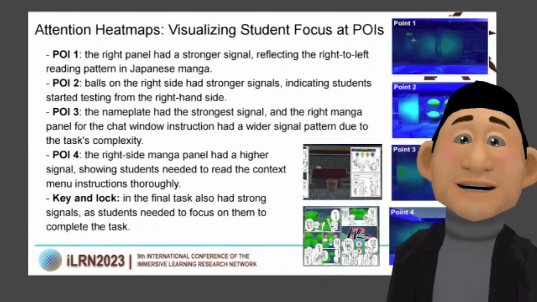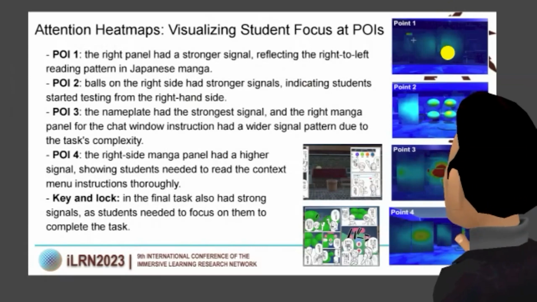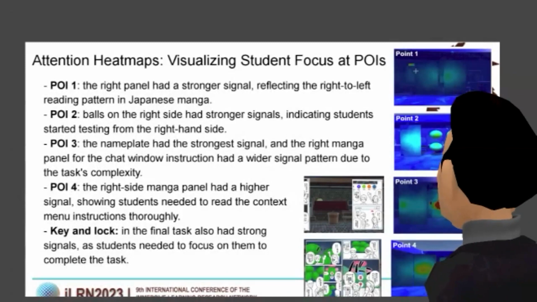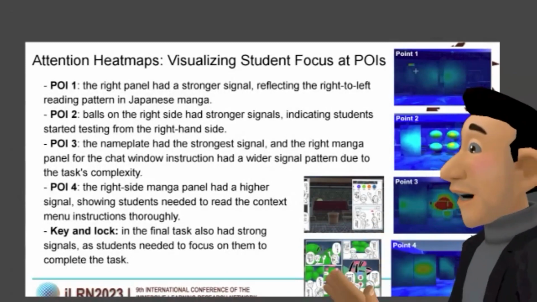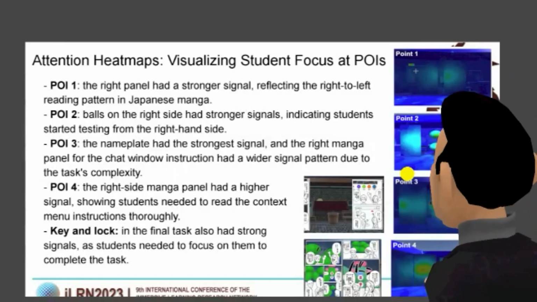Now, let me show you the attention heat maps. So we have 4 images here. On point 1, the right-hand panel had a stronger signal. That is a reflection of the right-to-left reading pattern in Japanese manga. Unlike in Western countries, in Japanese manga, you read from the right. That's why this spot is denser.